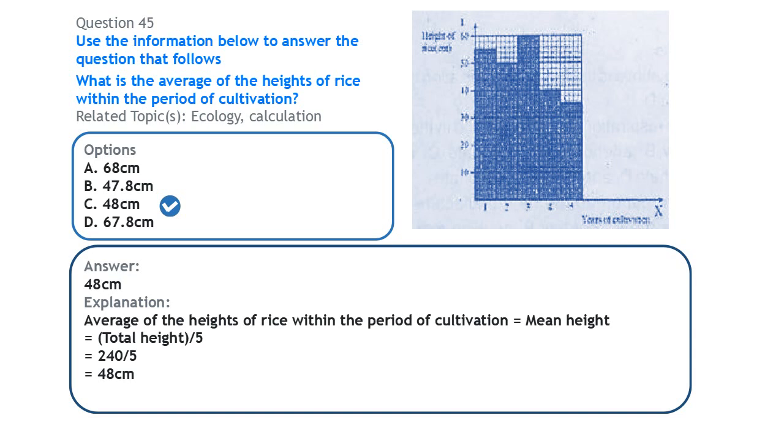So the average height or the mean height is now going to be the total, which is 240, divided by the number of years that it took. Number of years, and there we have 1, 2, 3, 4, 5. So you have 240 divided by 5, and that is 48 centimeters.